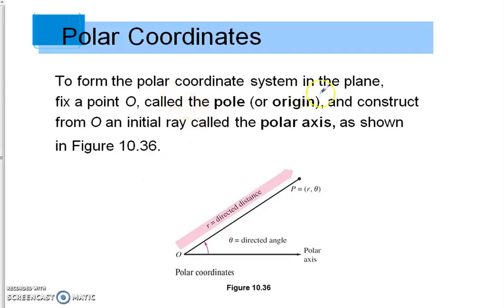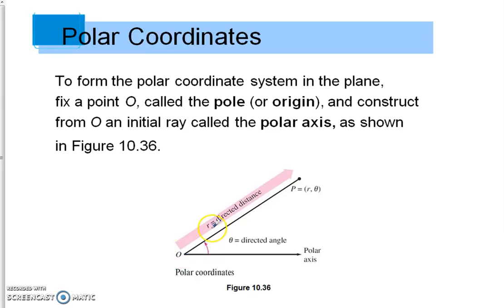First, to form the polar coordinate system in the plane, fix a point O called the pole or origin, and construct from O an initial ray called the polar axis, and this is horizontal as shown below. If we were to put this on top of the xy coordinate plane, this would be the x-axis, and this would be the origin, (0, 0).